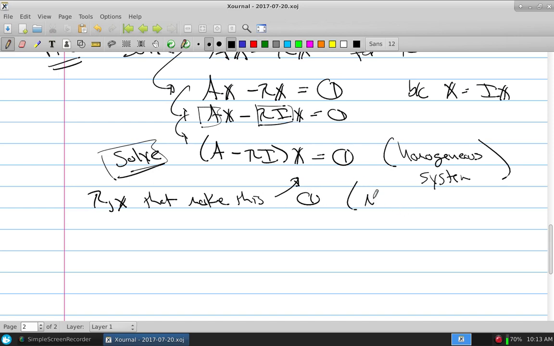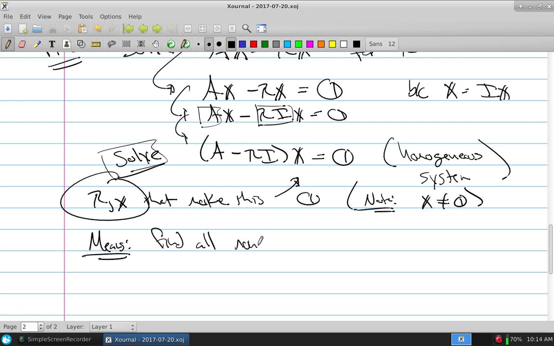And importantly, obviously I want my x's to not be the 0 object. So what am I actually looking for? Non-trivial solutions. So my problem has become find all non-trivial solutions to this problem. So solving x lambda means find all non-trivial solutions to A minus lambda I, which is a matrix, times x equals 0 object.